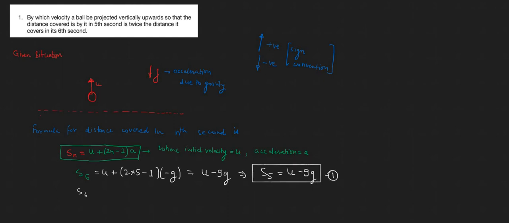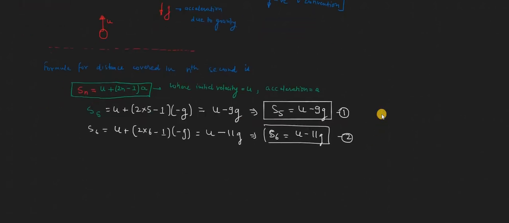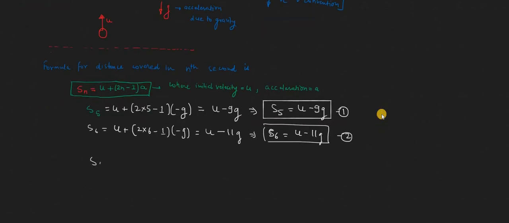Similarly, S6 would be u plus (2 into 6 minus 1) into minus g, which will come as u minus 11g. So the second equation is S6 equals u minus 11g. Okay, now according to the question it is given that S5 is twice of S6.